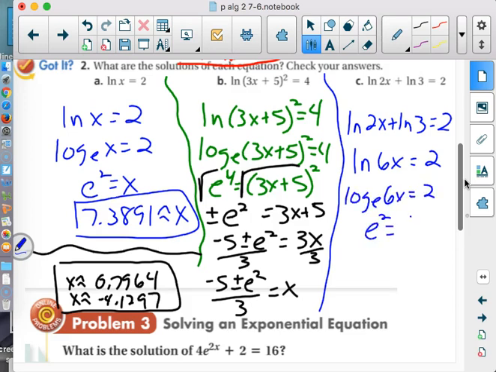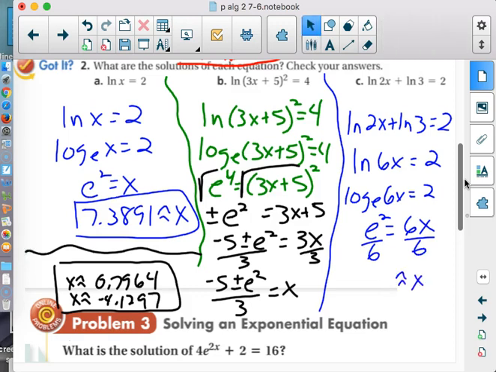e squared equals 6x. How do we get our answer? Divide by 6. What do we do? I better put approximately x here. e squared divided by 6. Right, too big. 1.2315.